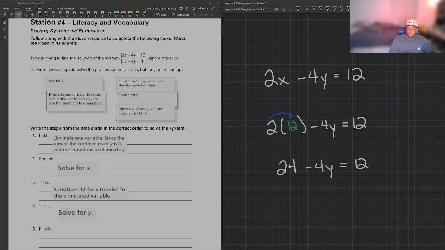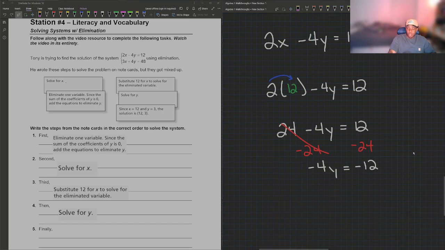Now that we've simplified, it's time to start solving. It's time to start getting rid of terms we don't need. Now that we've got that 24, let's subtract it from both sides. 24 taken away from the left side cancels out with that positive 24. We're left with negative 4y. And over here on the right, 12 minus 24 is negative 12. So we're left with negative 4y equals negative 12. And there's just one more thing we need to do to solve here. That is divide by negative 4.